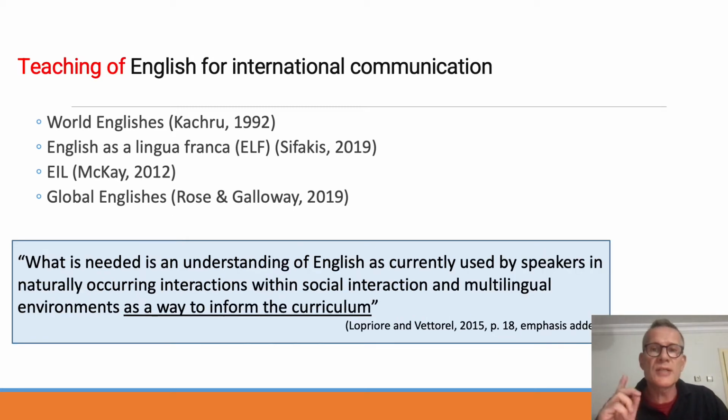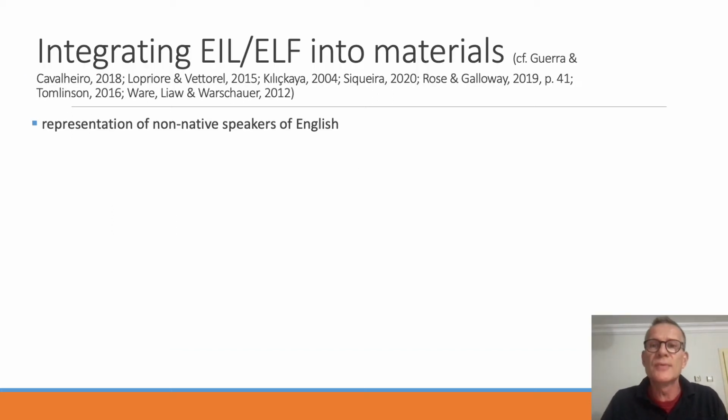So what does it tell us for the teaching of English as an international language? I cite Lopriore and Vettorel, who say, what is needed is an understanding of English as currently used by speakers in naturally occurring interactions within social interaction and multilingual environments as a way to inform the curriculum. So, if this understanding informs the curriculum, then it will have hopefully an impact on the materials.